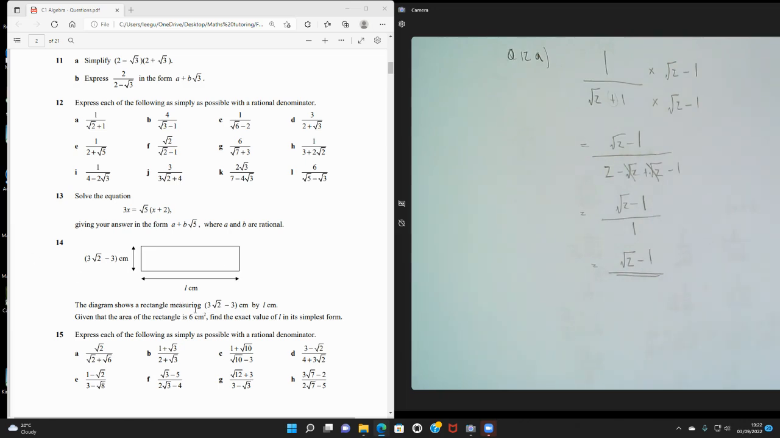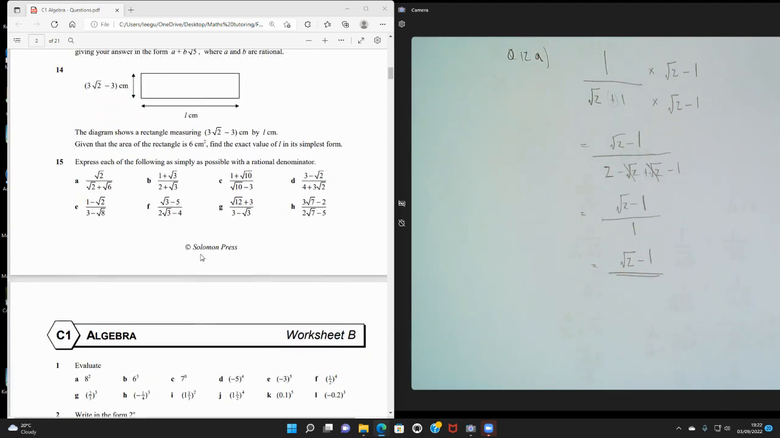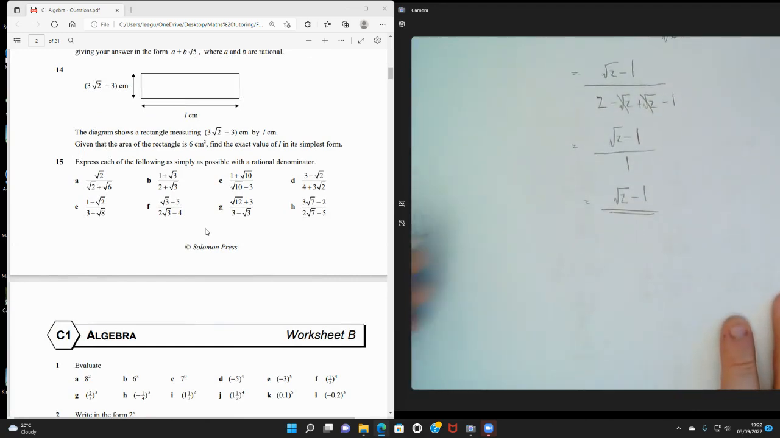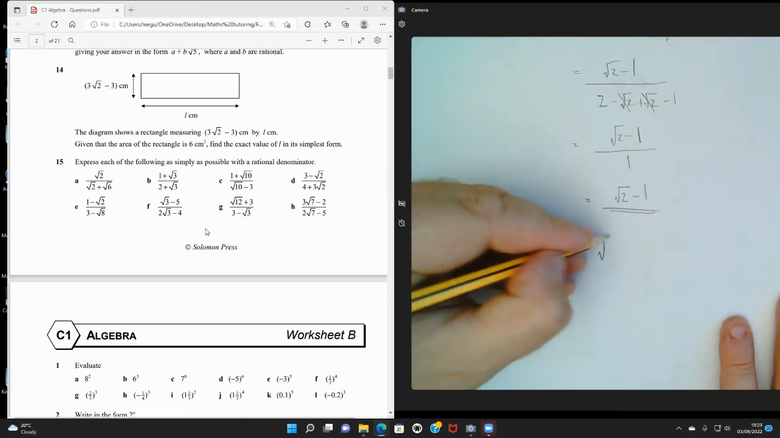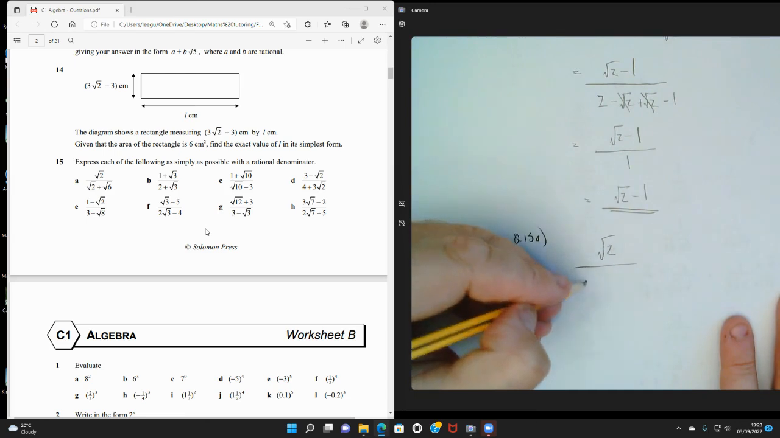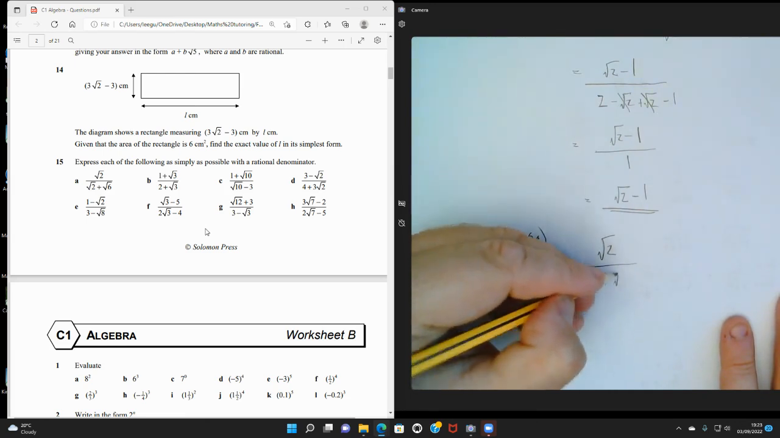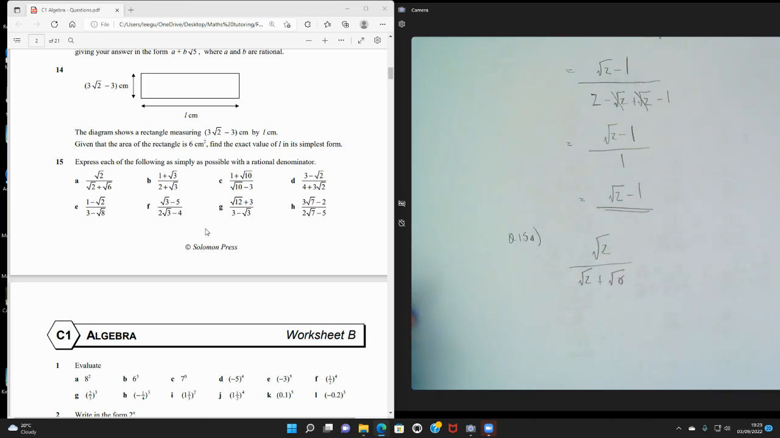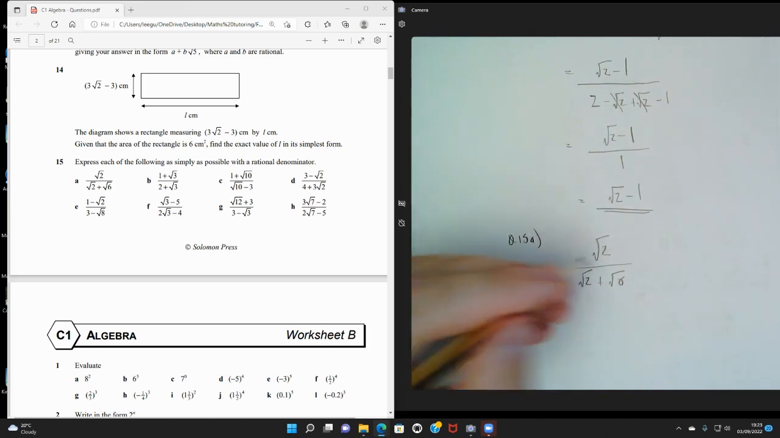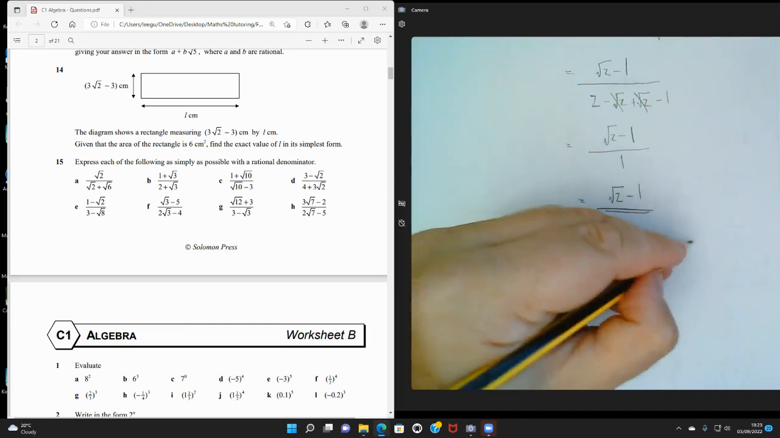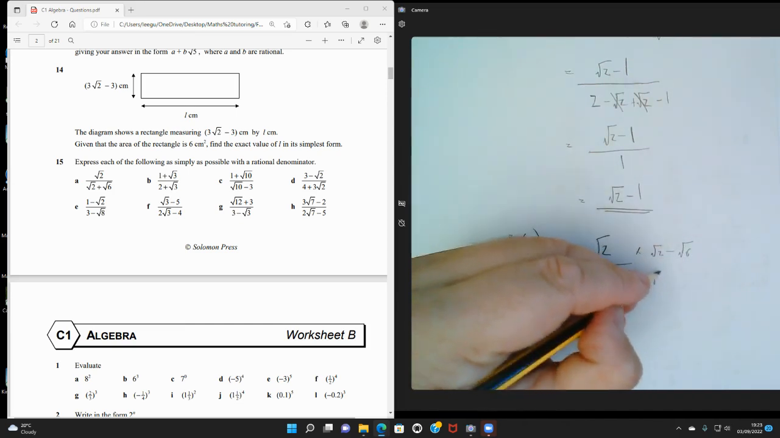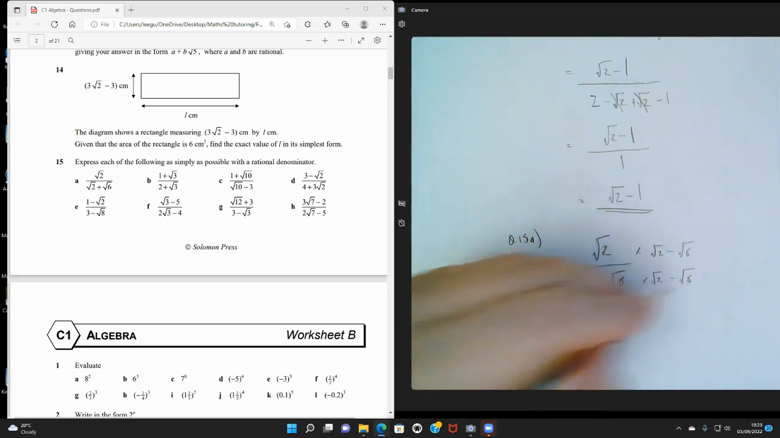Let's move on and look at an intermediate level example of this kind. So perhaps if we were to try question 15a. We have here root 2 over root 2 plus root 6. In this question, we're going to be multiplying the numerator and the denominator by root 2 minus root 6, and we're going to multiply by root 2 minus root 6.